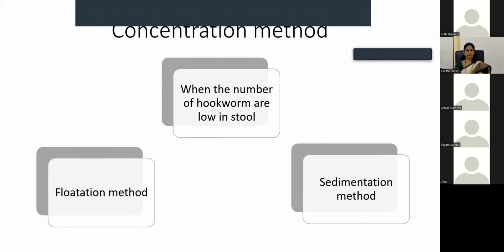Okay, so as I told you, if the infection is light, then in that case, stool concentration methods such as flotation method or sedimentation method can be used. Okay, then once you have done that, you can do in vitro cultivation for species identification.